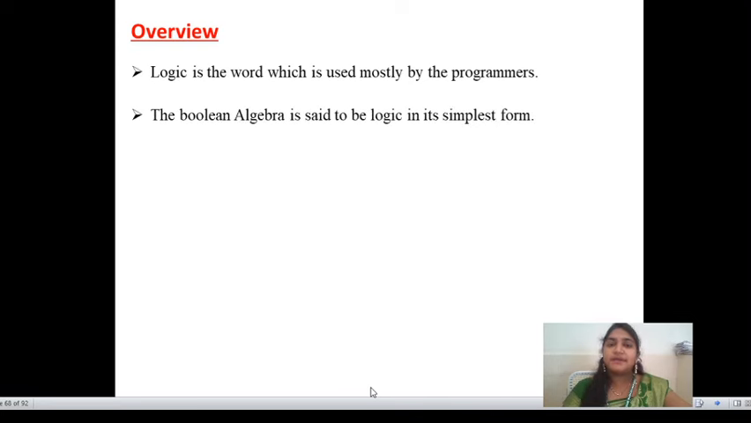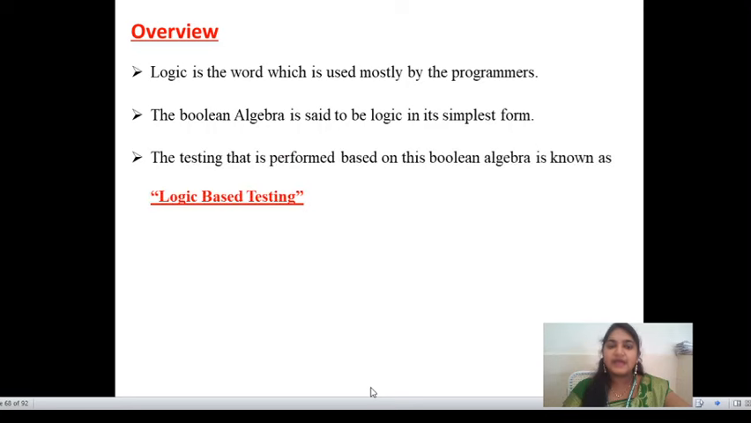The Boolean algebra expression is said to be logic in its simplest form, like a less than b, or a greater than b, a equals b. If that condition is satisfied, then the action will be performed. And the testing that is performed on the Boolean algebra, that is, the testing that is performed on the logic, is nothing but logic based testing.